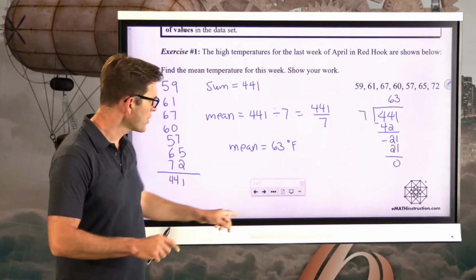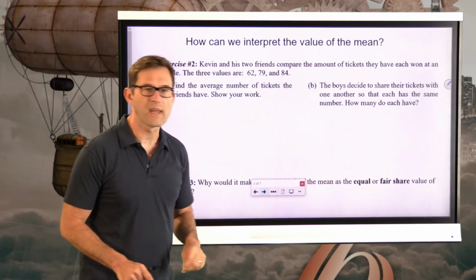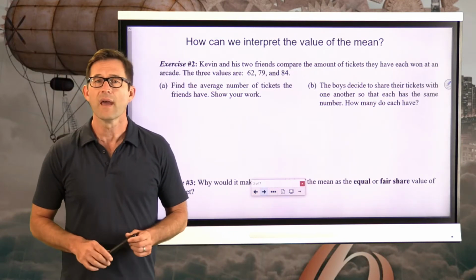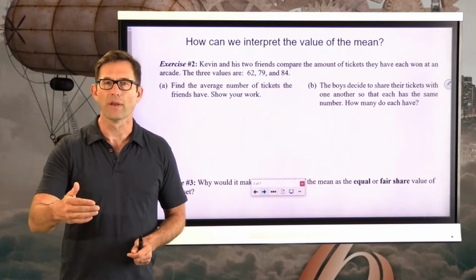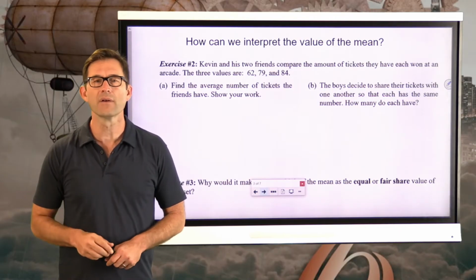All right, let's work a little bit more with the mean to try to understand really what it's telling us. In other words, how can we interpret the value of the mean? Let's take a look at exercise number 2.